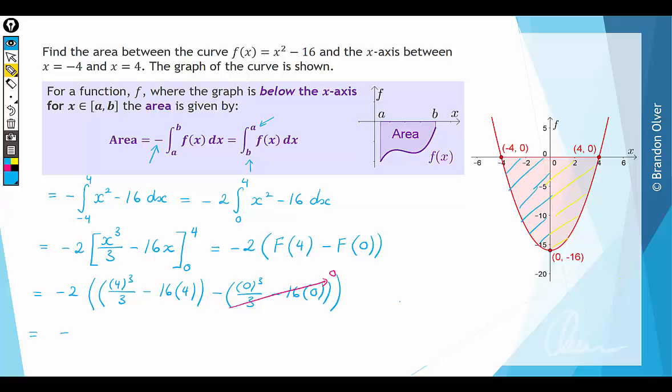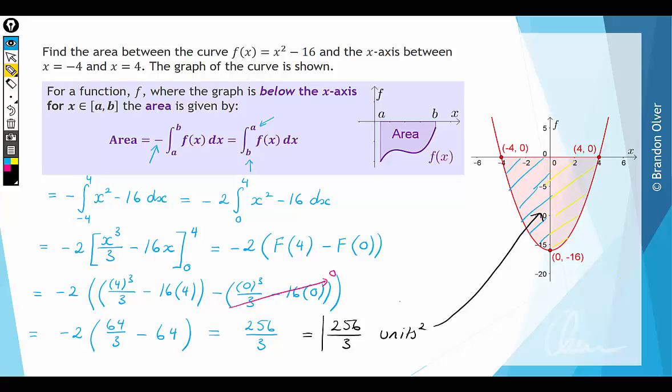And we're just left with -2 times the bracket: 4 to the power of 3 is 64 on 3, subtract 16 times 4 is 64. And if you evaluate that, you find that it is equal to 256 over 3. So we can say that the area under the curve is 256 on 3 units squared. So that's all of that area there, the blue and the yellow. That obviously doesn't have an exact decimal, which is why I've left it as a fraction.